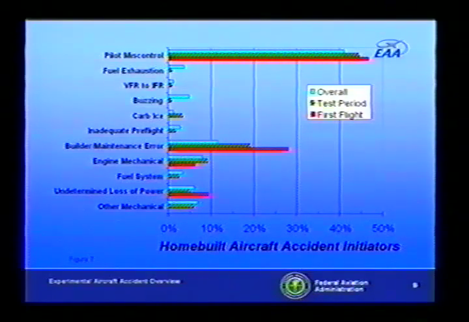Okay, this is what EAA has to say about home-built aircraft accident initiators. If you look, we have the overall accident, the test period, and the first flight. We see that there's a lot of accidents happening in the first flight due to pilot miscontrol or builder maintenance error. EAA does an awesome job of monitoring the pulse of what goes on in experimental aviation, and this is one of their charts that I actually borrowed from one of their magazines.